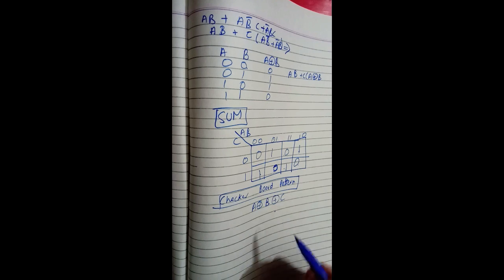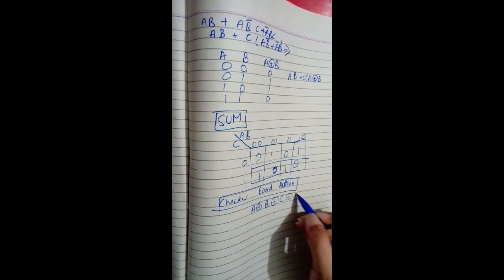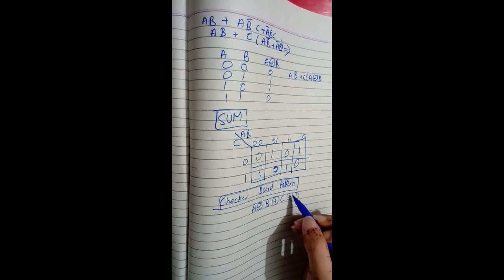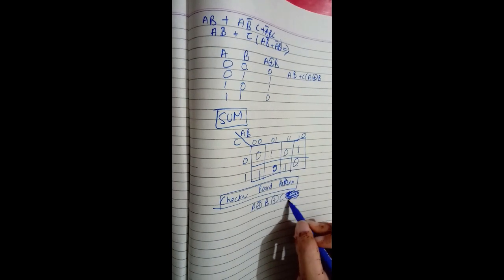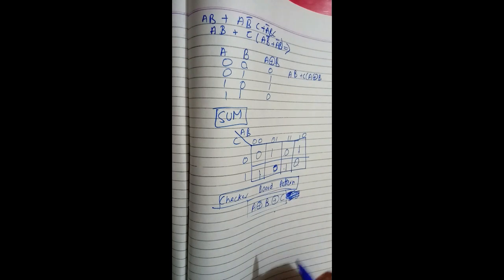And if there are 4 variables, we will add one more XOR with D, like this. We will have to add the XOR gate. But now here we have 3 inputs, so this is our expression.